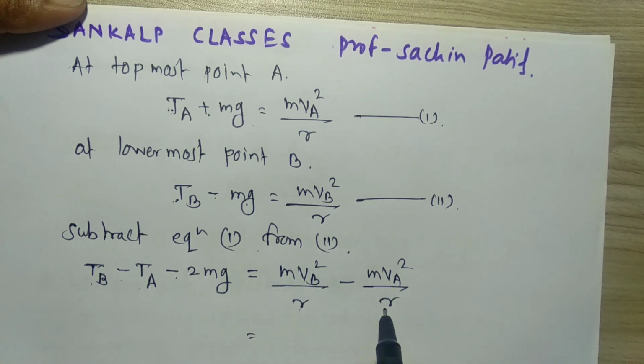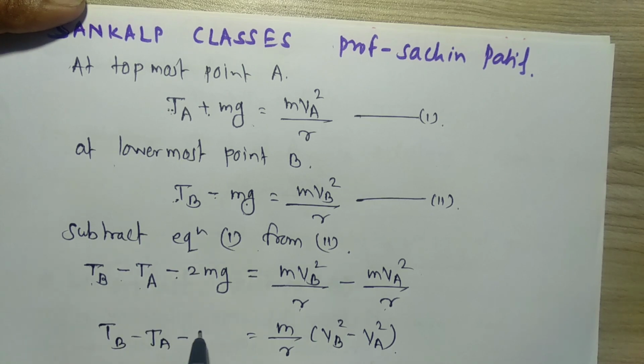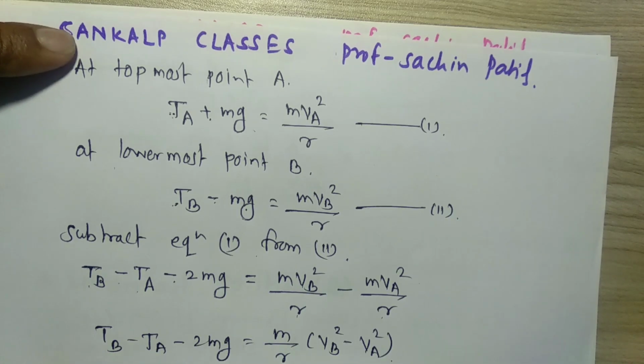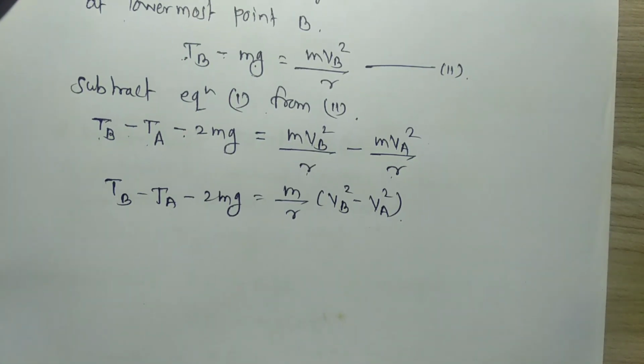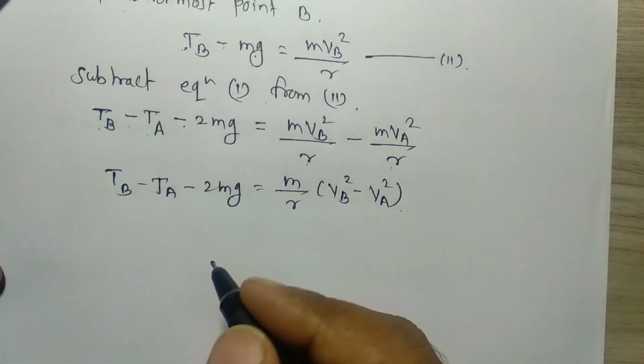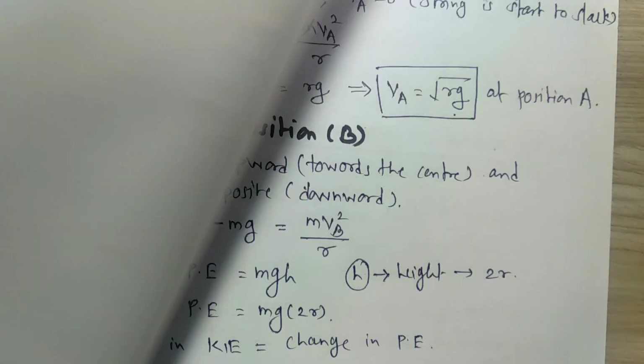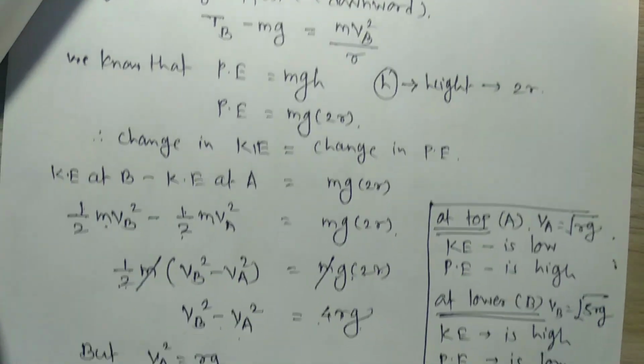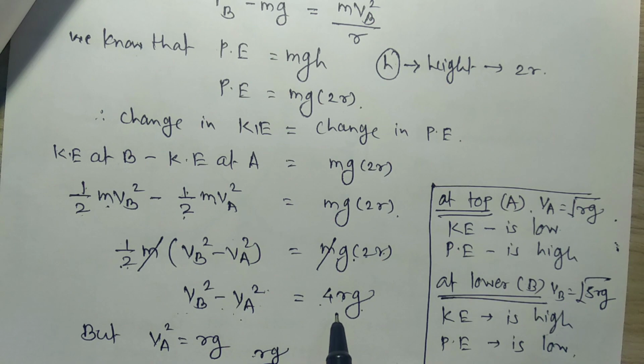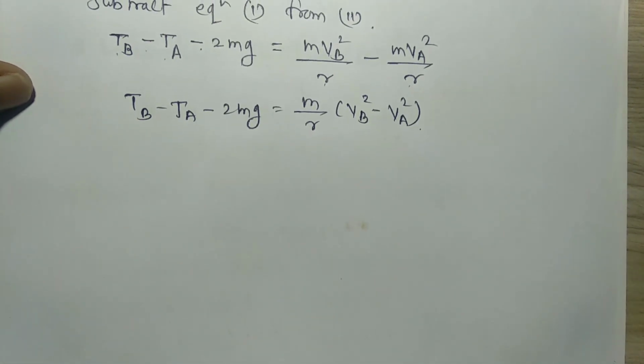Now m divided by r taken common, m divided by r into VB square minus VA square, and TB minus TA minus 2mg on the left hand side. Right now VB square minus VA square is equal to 4rg, which is already known to you, which is calculated in the previous point.